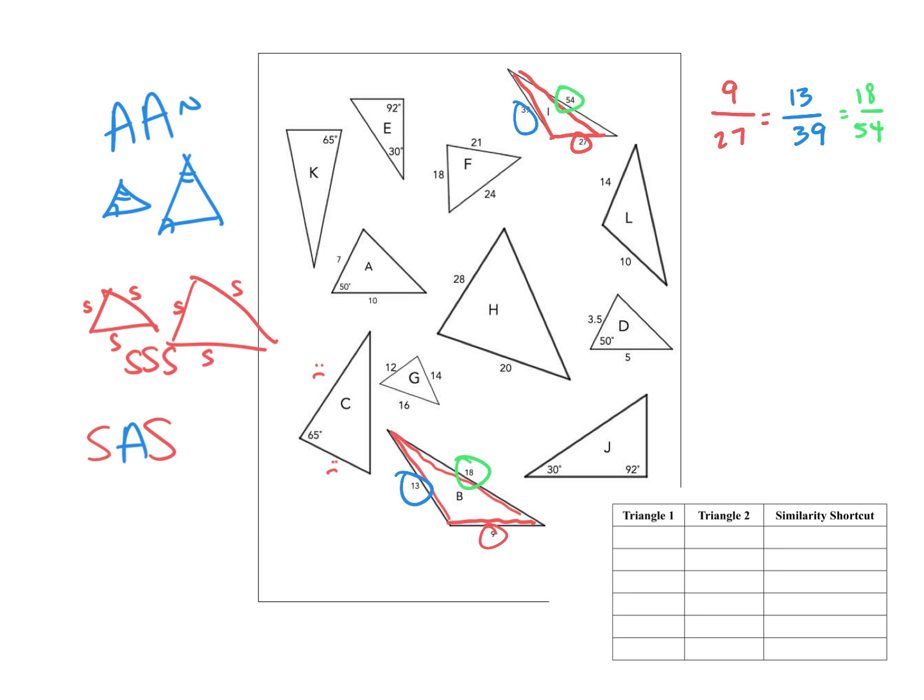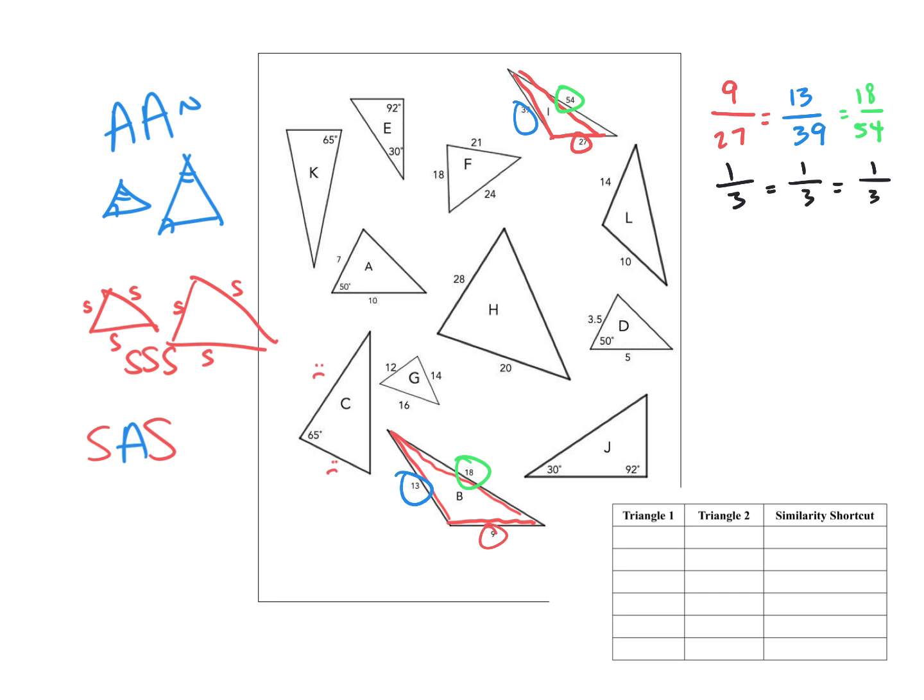So I was able to pick out the matching sides by going from the smallest side in B to the smallest side in I. The middle side in B matched up with the middle side in I, and then the biggest side of B, 18, matched up with the biggest side of I, 54. Now I could punch this in my calculator, or I could just reduce these fractions. This one's pretty simple. 9 over 27, I could divide both of those by 9 and get 1/3. 13 over 39, I could reduce both of those by 13 and get 1/3. And 18 divided by 54, I could divide both of those by 18 and get 1/3.